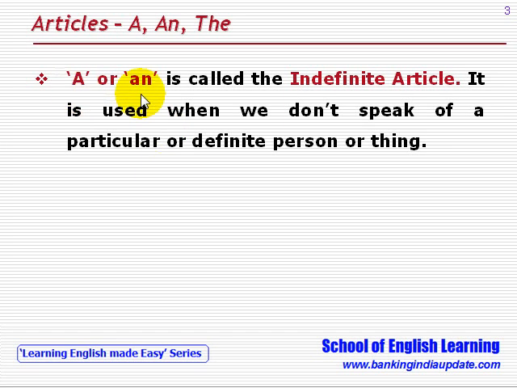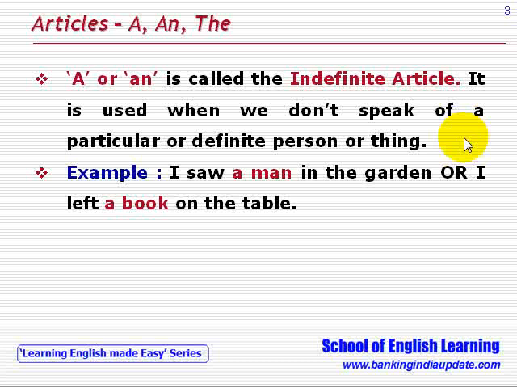A or an are called indefinite articles. So these are used when we don't speak of a particular or definite person or thing. For example, I saw a man in the garden, or I left a book on the table. Here we are not talking about a particular person or a particular thing. Hence, a will be used or an will be used.